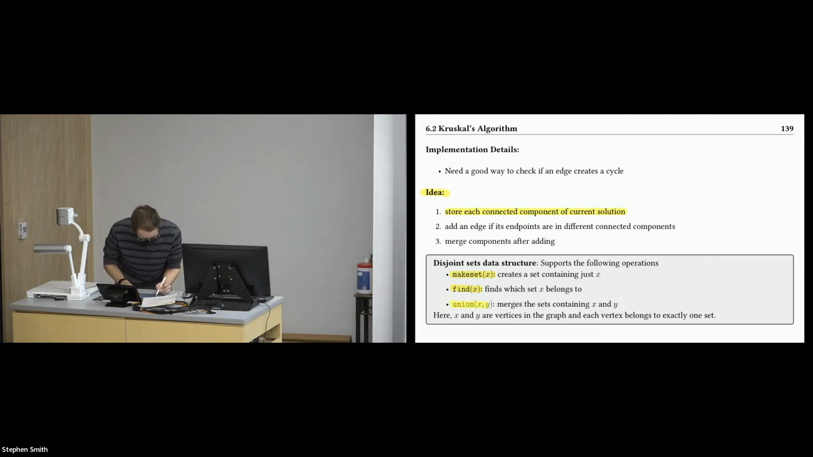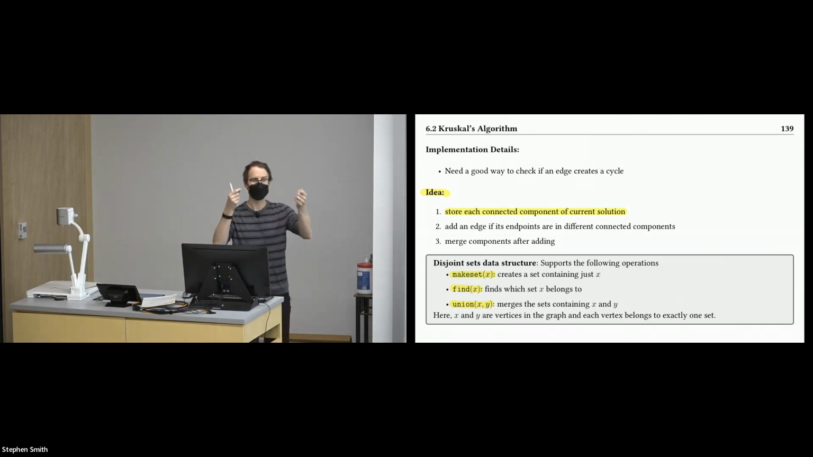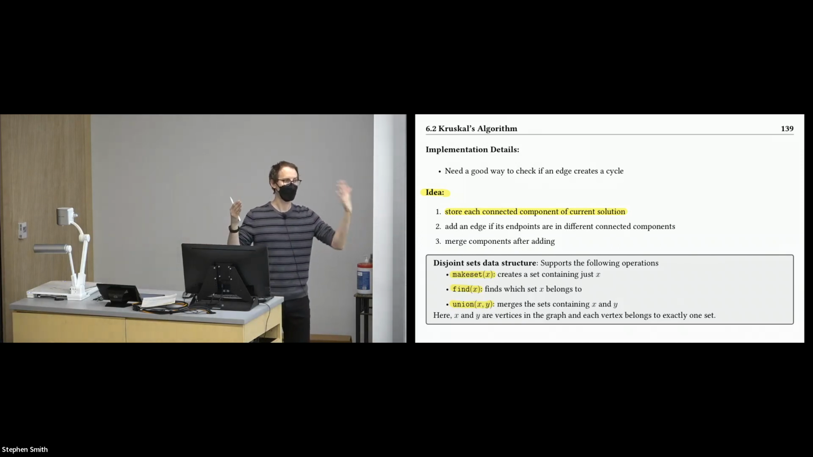And then I need a way to merge, right? That's done with union between X and Y. X and Y are going to be the endpoints of the edge, and it will union the connected component containing X and the connected component containing Y.